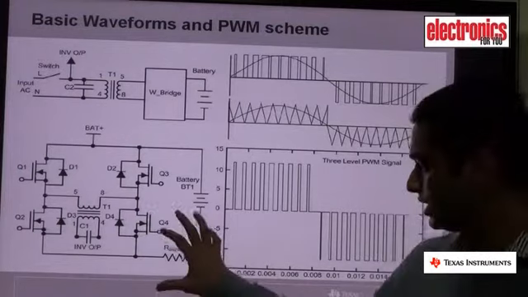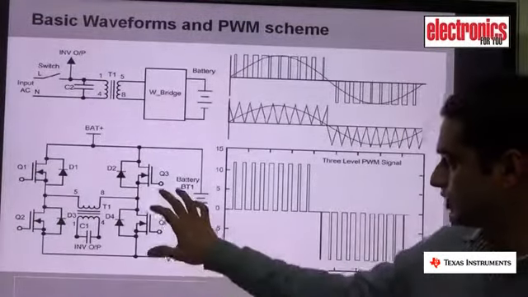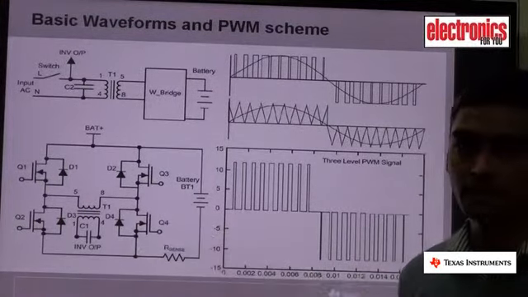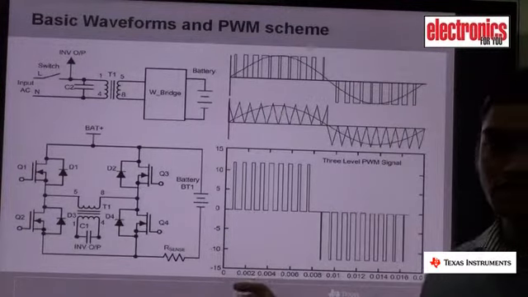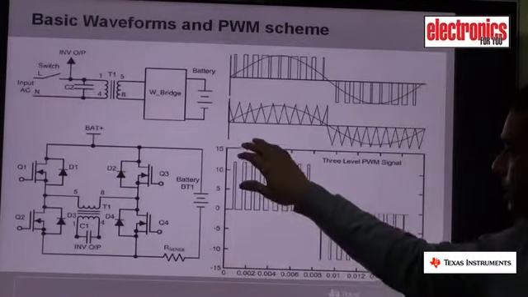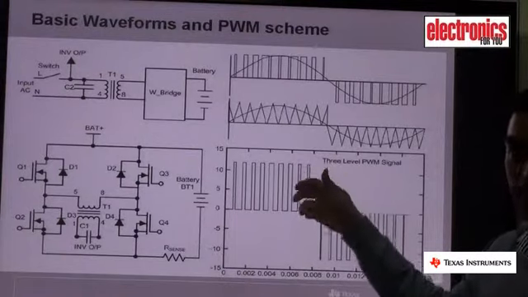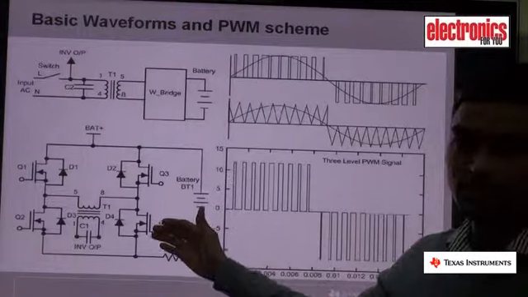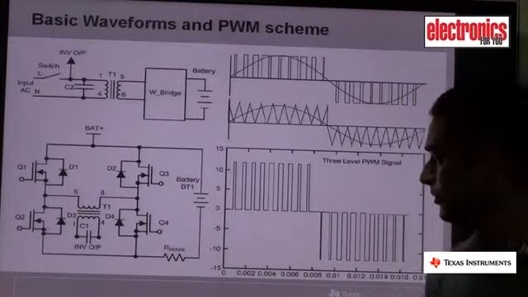It consists of a bridge which consists of 4 MOSFETs. These MOSFETs are driven by a MOSFET driver whose inputs come from your microcontroller. The PWM scheme used in low frequency sine wave inverters is known as the triangulation scheme. Here you compare a reference sine wave with a triangular wave. A comparator gives you a PWM output which is used to drive your MOSFET bridge. This MOSFET bridge is driven in a typical manner.